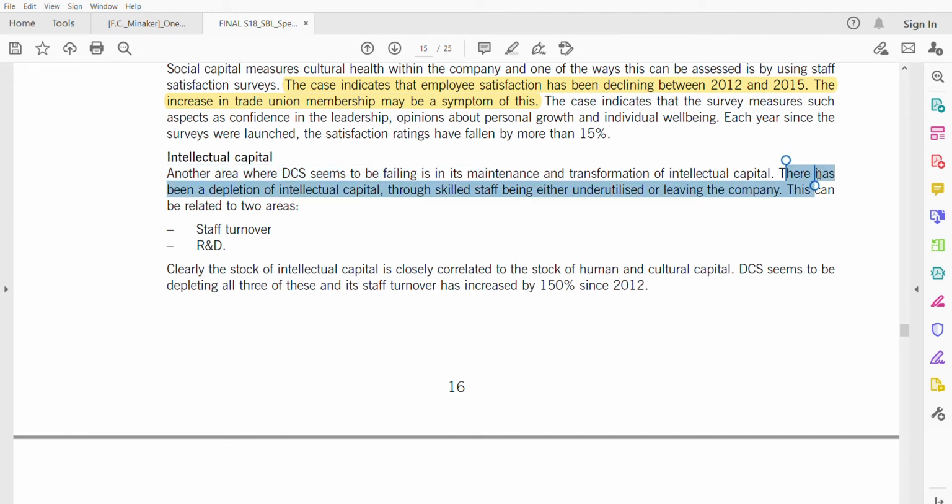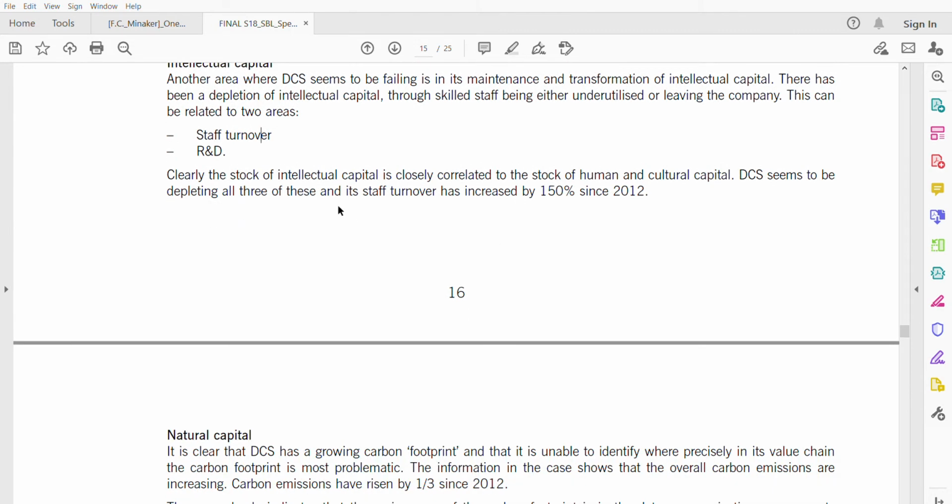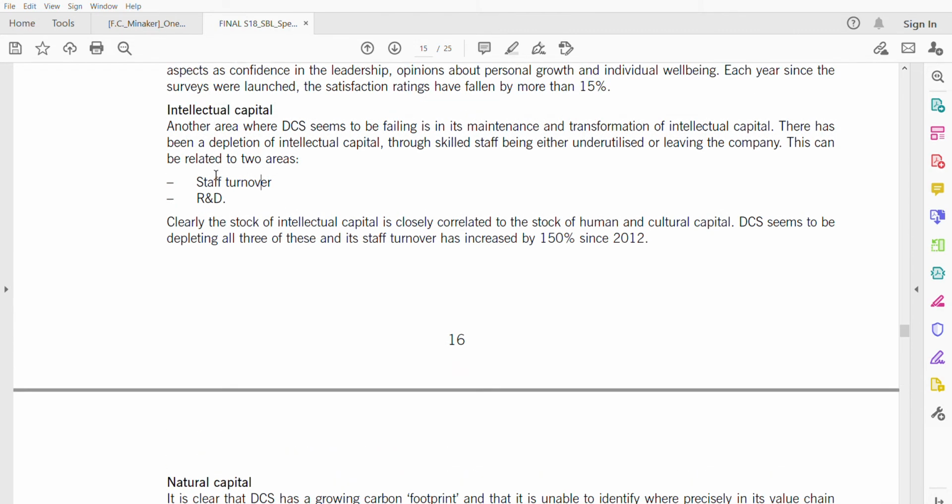There has been a depletion of intellectual capital through skilled staff being either underutilized or leaving the company. This can be related to two areas. You can see the staff turnover and R&D. That is, R&D is reducing, staff turnover is increasing. Here also they have used information. They have evaluated from two perspectives: staff turnover and R&D. This is your evaluation skills.